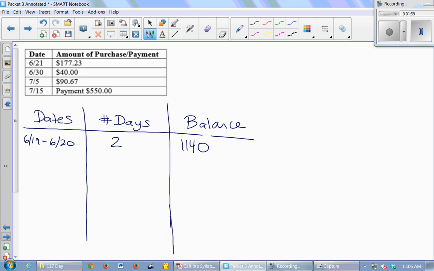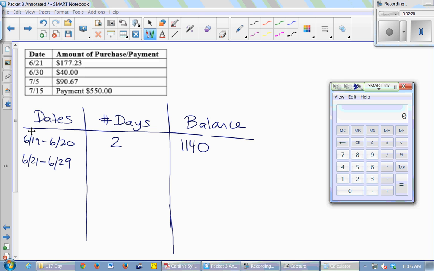And then on the 21st, I made a new purchase. So 6/21 until 6/29, because on the 30th, I made another purchase. So until the 29th, I added $177.23 to my balance. So let's see, I need a calculator. So 1140 plus 177.23. 1317.23. All right, and how many days is that, the 21st to the 29th? 9 days.